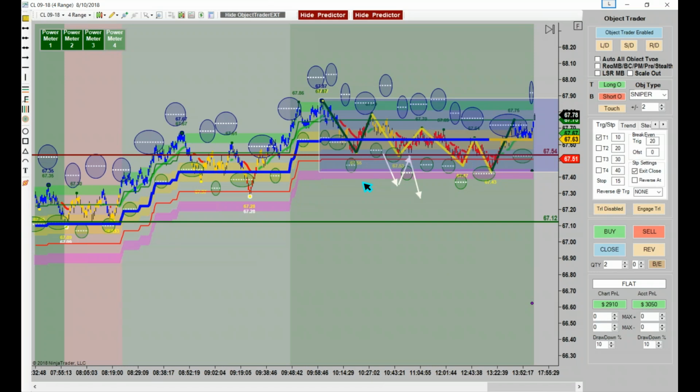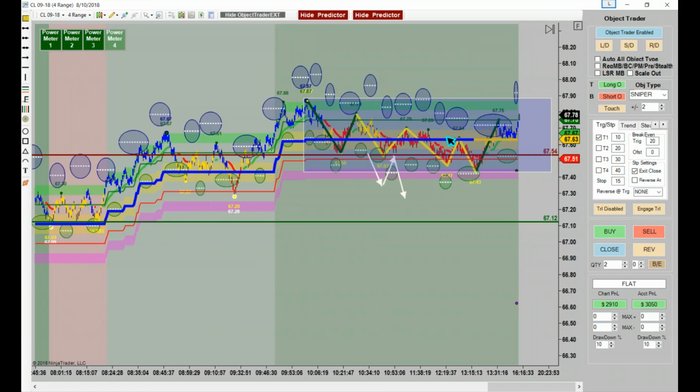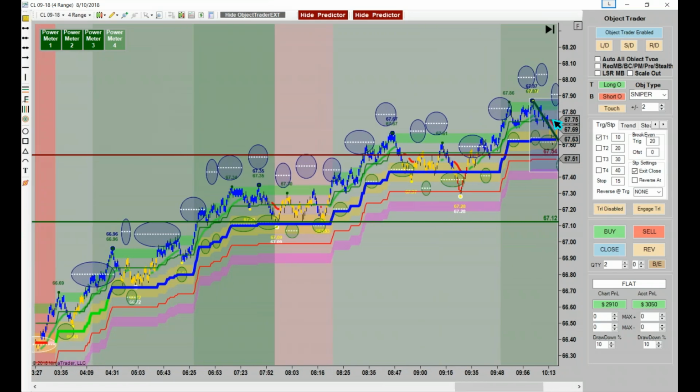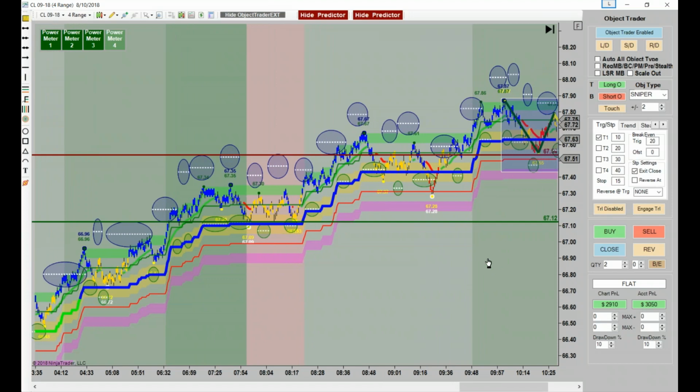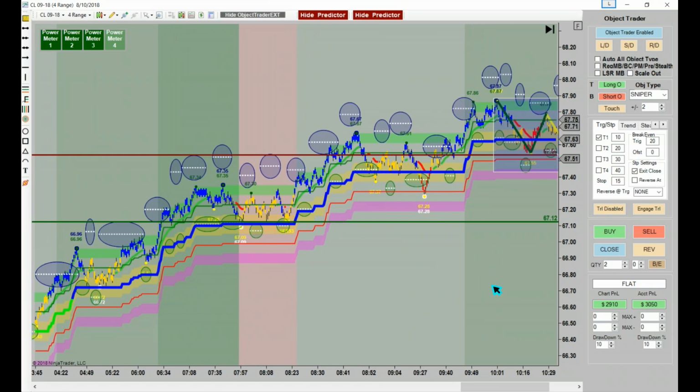Could you have shorted this? Somebody's asking. I don't think I would have. And the reason for that is because you got this blue midband. And what would you do? If you were looking at this, would you box this in? Would you think that was a short? I wouldn't. Would you think that was a short? Went back up, didn't it?